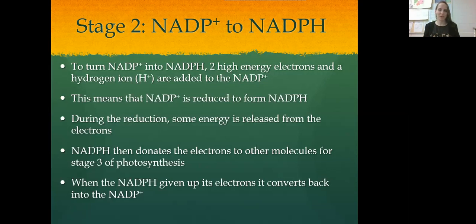NADPH then donates the electrons to other molecules in stage 3. We'll talk about that when we get to stage 3. But when that happens, the NADPH gives up its electrons, so it is now being oxidized. It turns back into the NADP+.